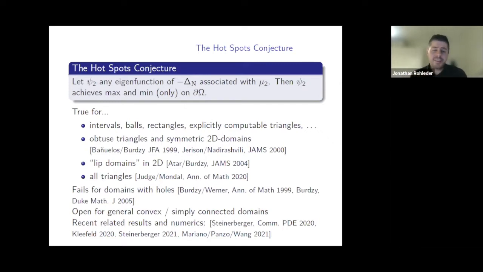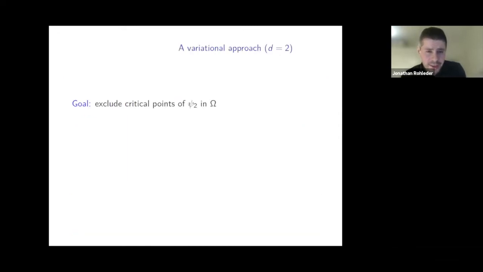What I would like to suggest today is looking at it from a more variational point of view. So as in several of the existing approaches, it would be convenient if one could exclude critical points of a second eigenfunction of the Neumann Laplacian, because if there are no critical points in the interior of the domain, there are no local maxima and minima, and so there won't be any global either inside. The question is how to do that.